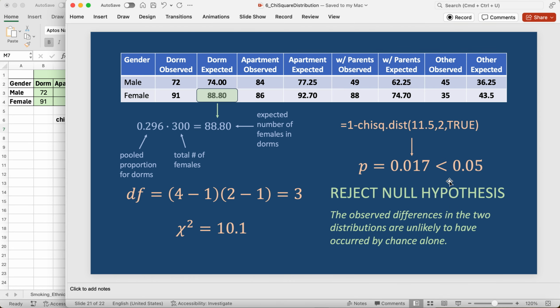Which is less than 0.05, so again, we reject the null hypothesis. So it appears that these two populations are not homogeneous, right? They're not the same distribution with respect to this variable. There's a difference between living situations of males and females that we have sort of uncovered with this analysis.